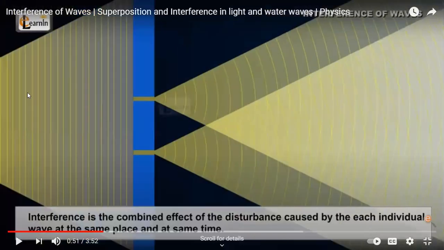You see, interference can be defined as the combined effect of disturbances caused by each individual wave. That means if you want to understand the phenomenon of interference, a minimum of two waves are required to travel in the same medium in the same direction. Then only the interference can be observable.